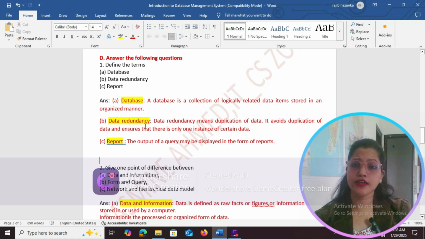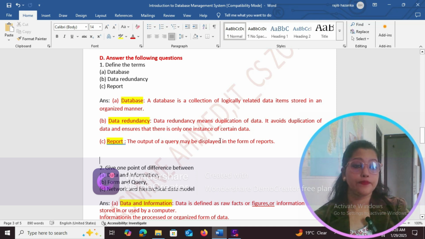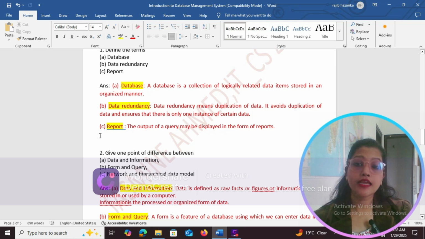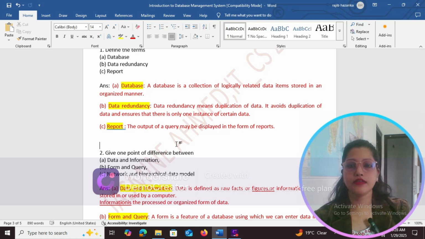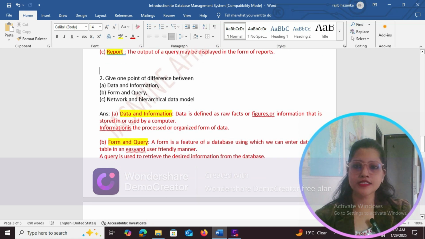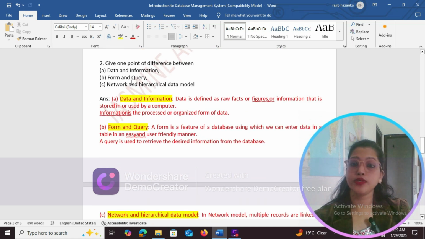Then the second part is data redundancy. Data redundancy means duplication of data. It avoids duplication of data and ensures that there is only one instance of certain data. That means while we are setting a primary key in a table, we are uniquely identifying the data. In that particular column, we cannot enter duplicate data. That is known as data redundancy. Then report, the output of a query may be displayed in the form of report. Already we have discussed it in fill in the blanks. Then give one point of difference between data and information, form and query, network and hierarchical data model.